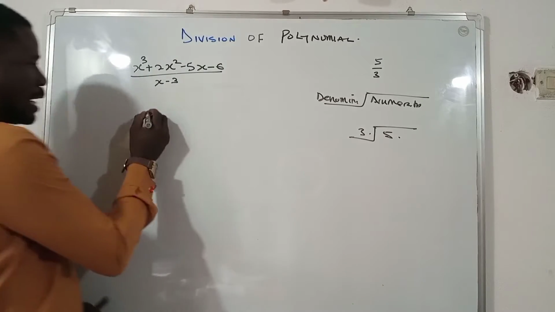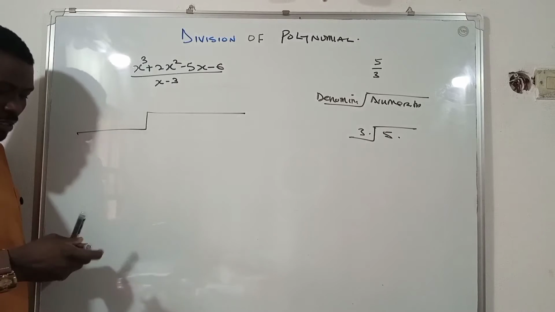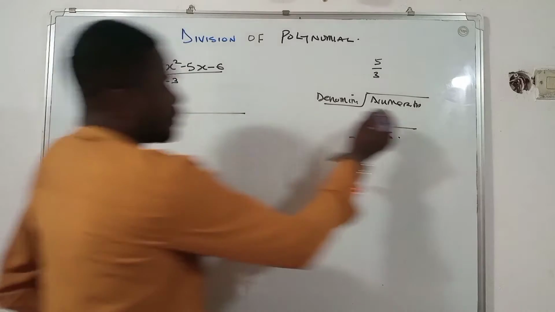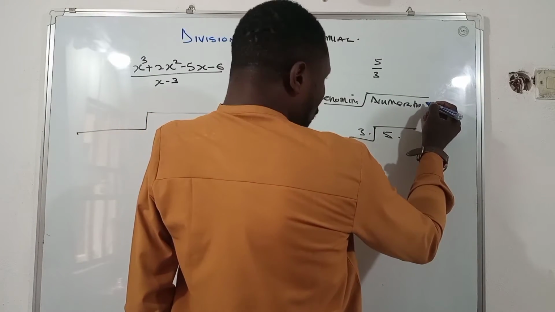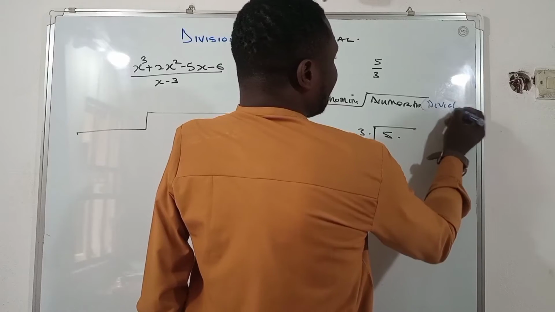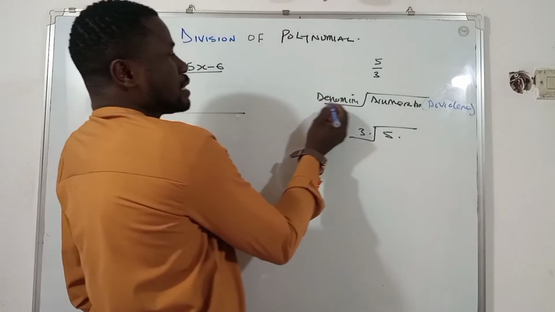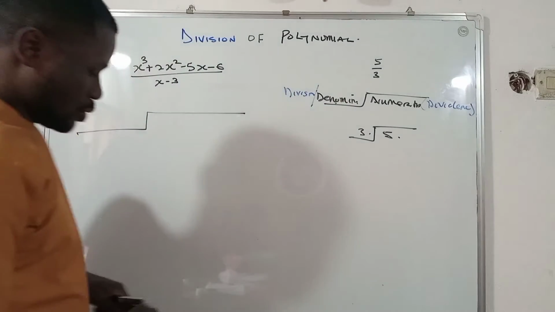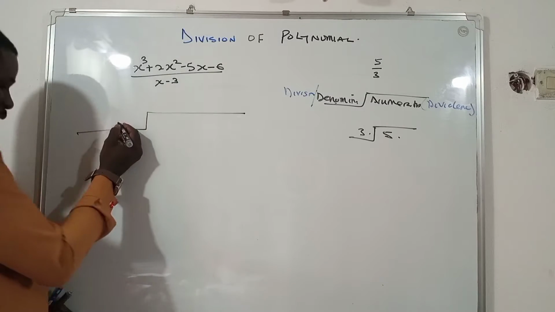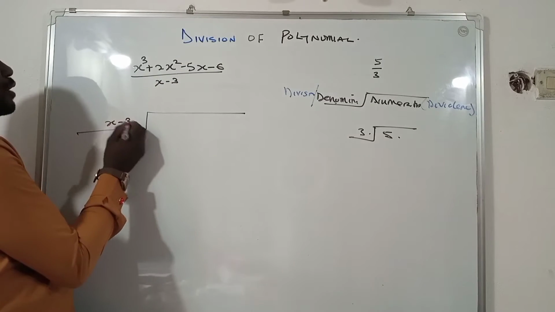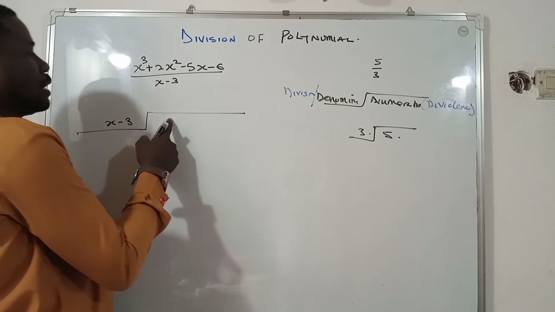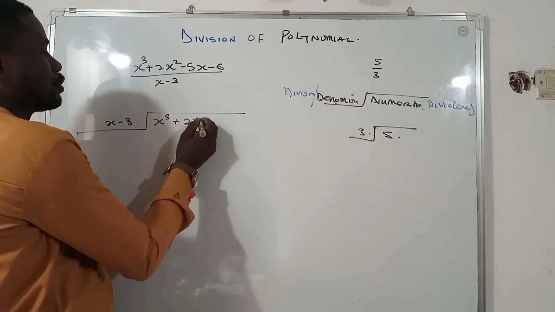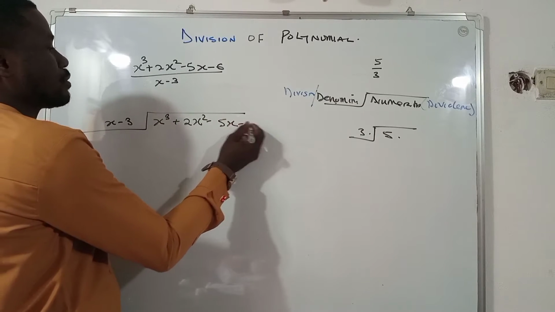So if I do this, this will be the numerator. This numerator is called the dividend. And here we said this is the denominator, and this denominator is the divisor. So we will have here our divisor. In this case, the divisor is x minus 3, and the dividend, which is the same as the numerator, is x raised to power 3 plus 2x raised to power 2 minus 5x minus 6.